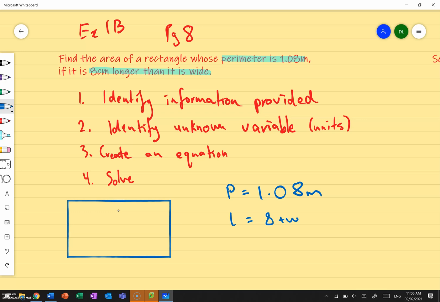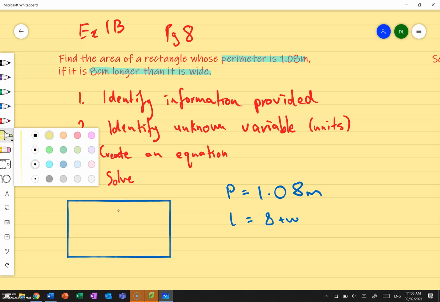Is there any more information that's been provided? Any other information? Yeah. So that's step 2, awesome. Identify the unknown variable. In this case, we're going to be identifying the area of the rectangle, and that's going to be coming in handy later on. So we've identified the information provided, we've identified the unknown variable, now we need to create an equation. So we know the perimeter is 1.08 meters, sorry.